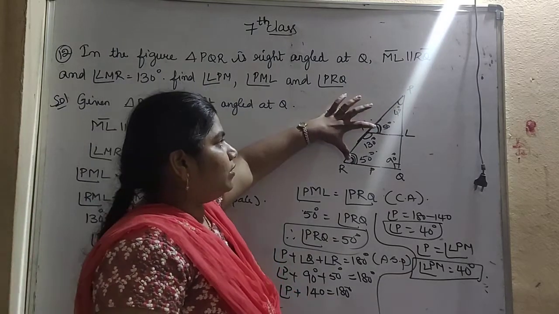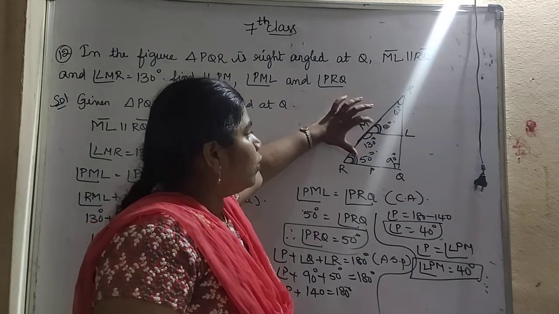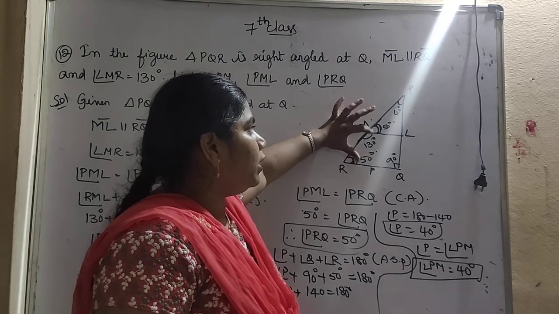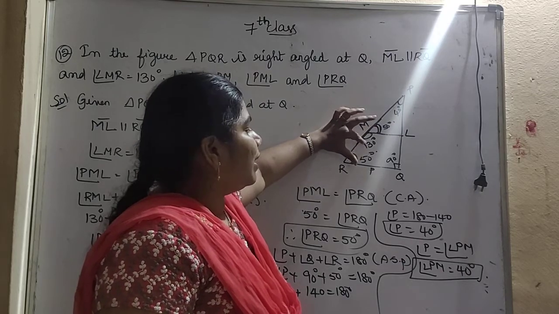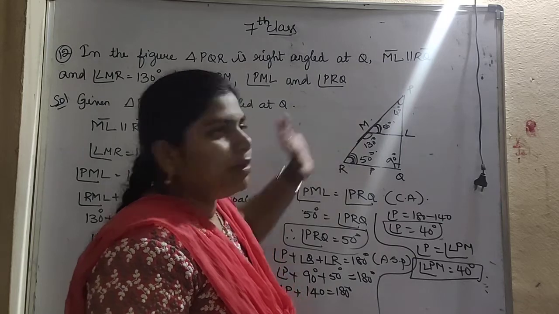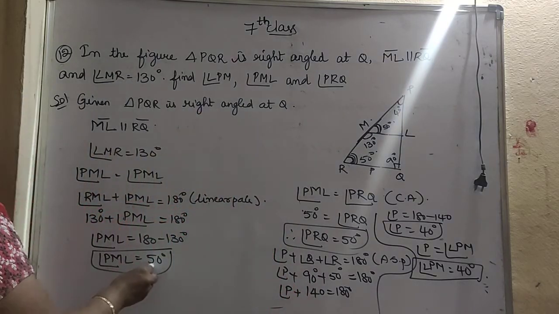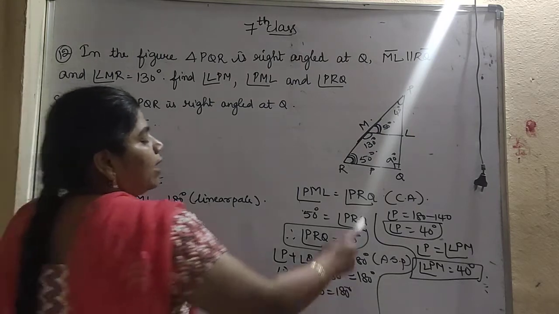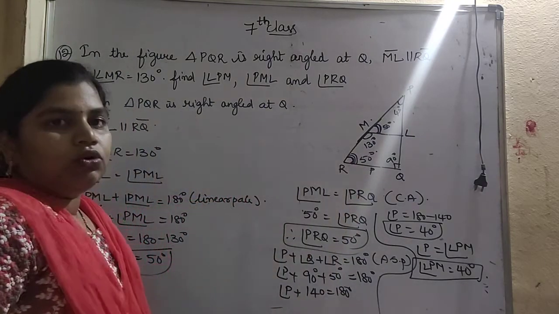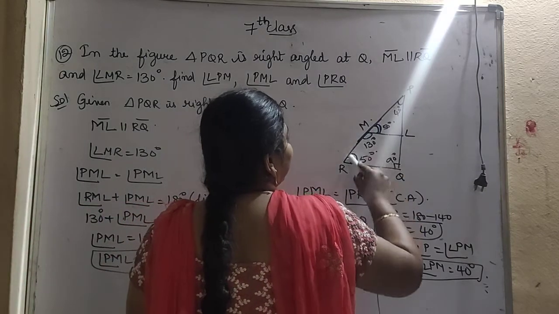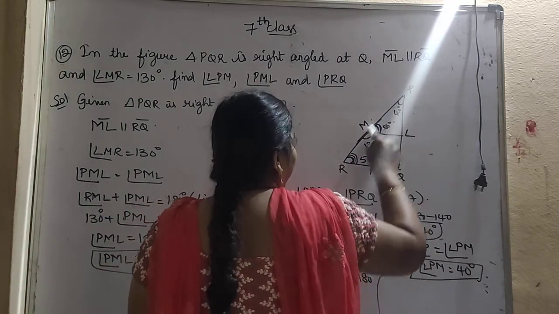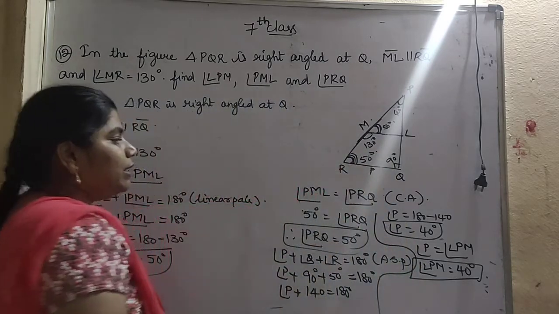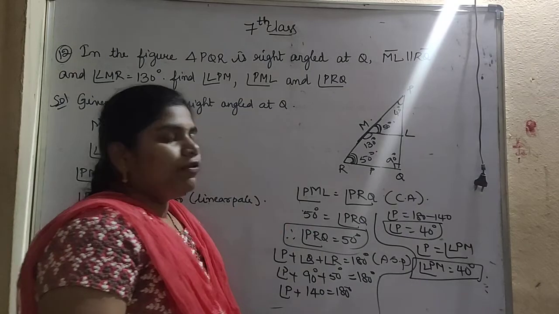So first I have taken this M value. How have I found this M? By using the linear pair. So if you add these two, that will be equal to 180. So 180 minus 130 will be equal to 50. So you got here 50 degrees. That is by using linear pair. Now which angle am I finding? I am finding this R angle. So we know that these two angles are corresponding angles because it is a parallel line and this is a transversal. So these two angles will be equal. So I can write angle PRQ is equal to 50 degrees.